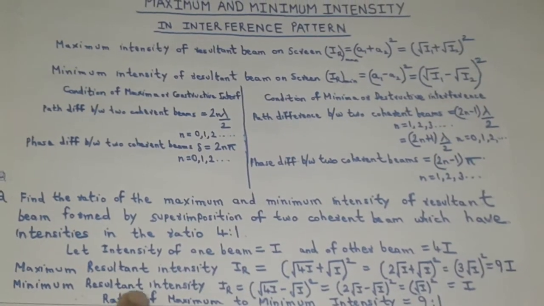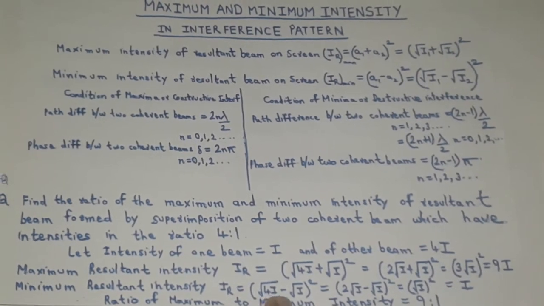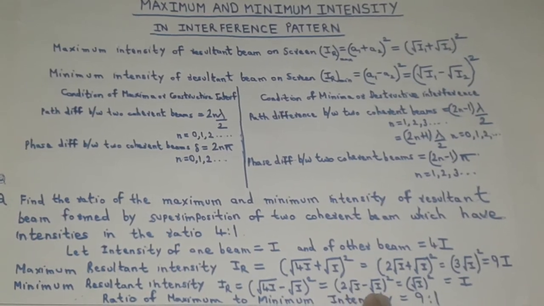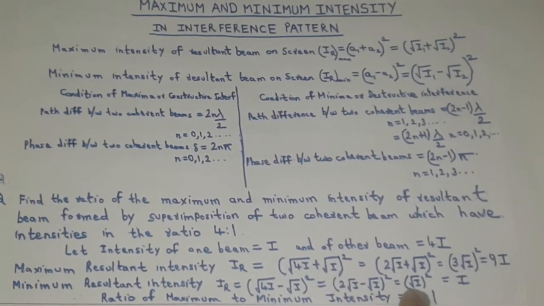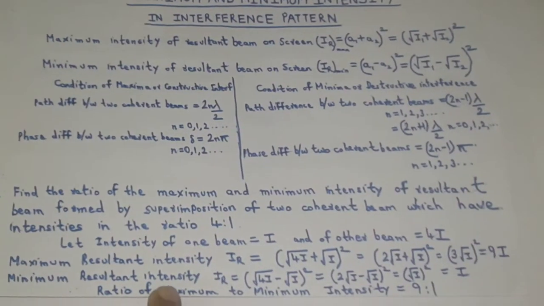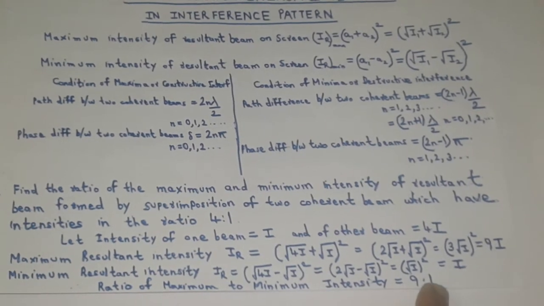The minimum resultant intensity at a point is IR = (√4I - √I) whole square, which is equal to (2√I - √I) whole square, equal to (√I) square, equal to I. So the ratio of maximum to minimum intensity is 9:1.